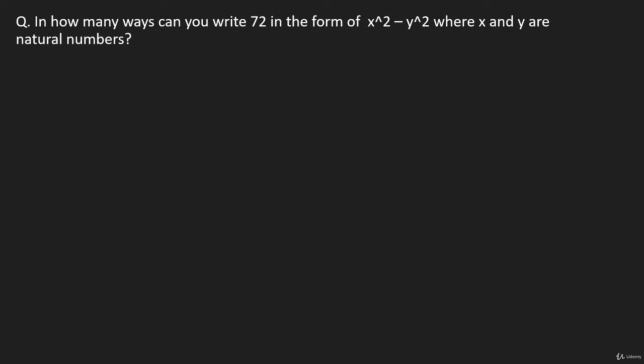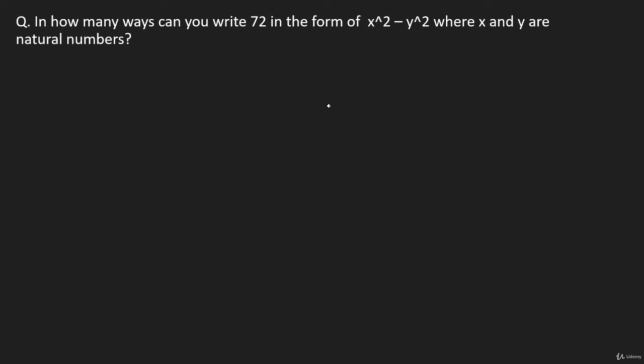Let's solve this question. In how many ways can you write 72 in the form x square minus y square, where x and y are natural numbers? Pause the video, give it a try, and then we'll do it together. Alright, I hope you have given it a try. Let's do it together now.